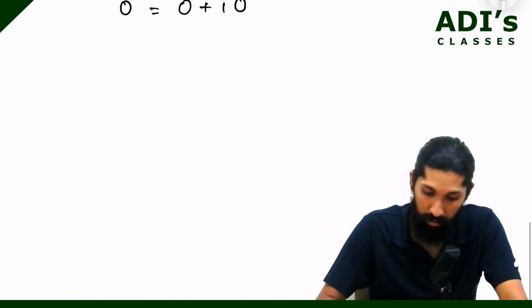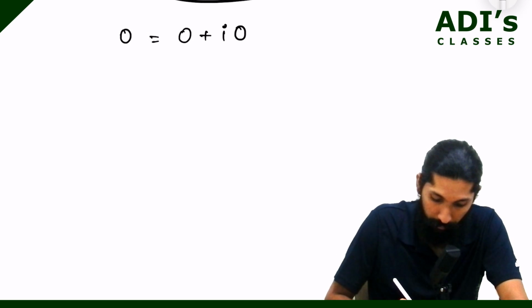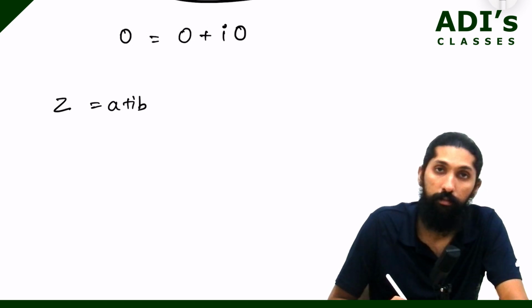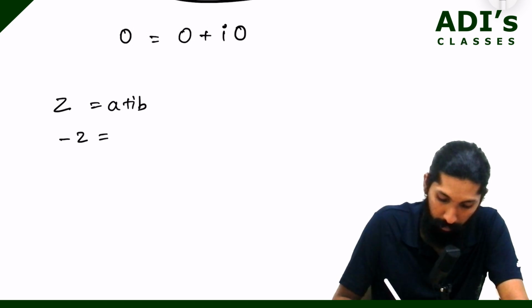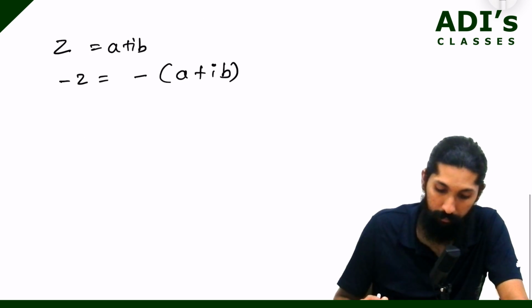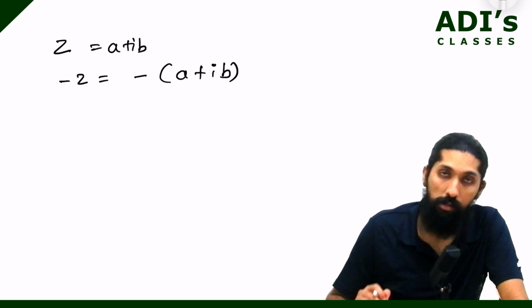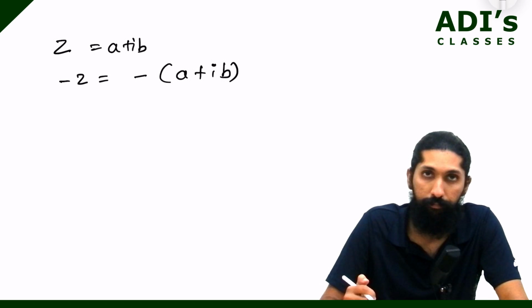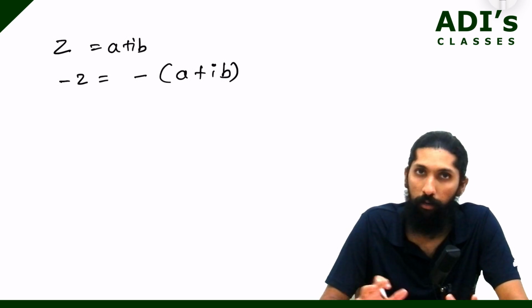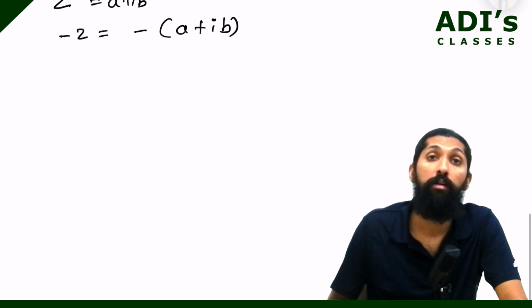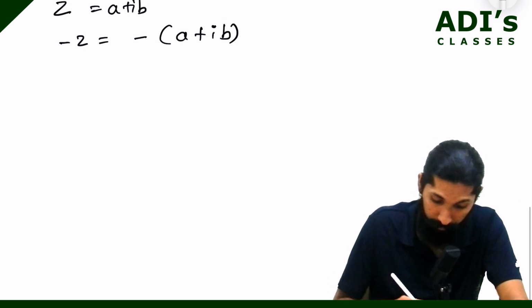And whenever you have the negative of a complex number, in the sense, suppose you have Z, where Z is equal to A plus IB, then minus Z will be equal to minus of A plus IB. Fair enough? This is what we call the negative of a complex number. This is a major part of what we have in subtraction. The next thing is the multiplication part.